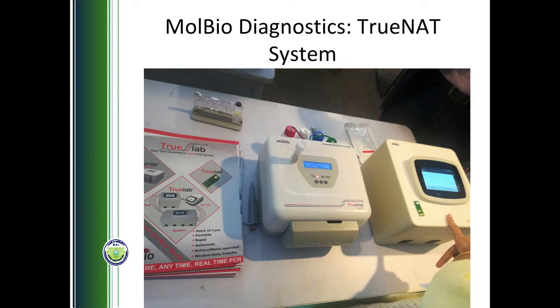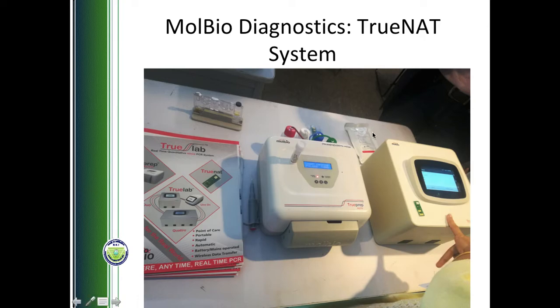Fortunately, a similar system has already been designed and is being used in India also. There is a company called Mole Biodiagnostic. It's a Goa based company which already has a system known as the TrueNet system. Now just like the GeneXpert system, the TrueNet system is also used in India for tuberculosis diagnosis. But it has the advantage of being indigenous. Being of Indian origin, the system is very cheap and convenient to use.